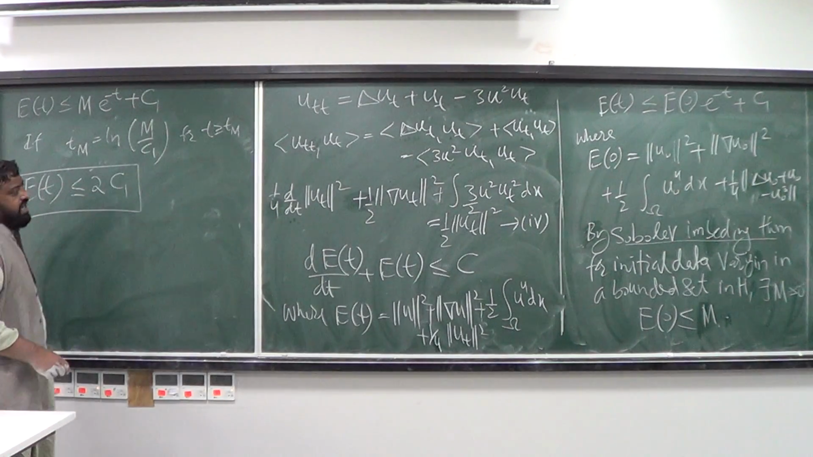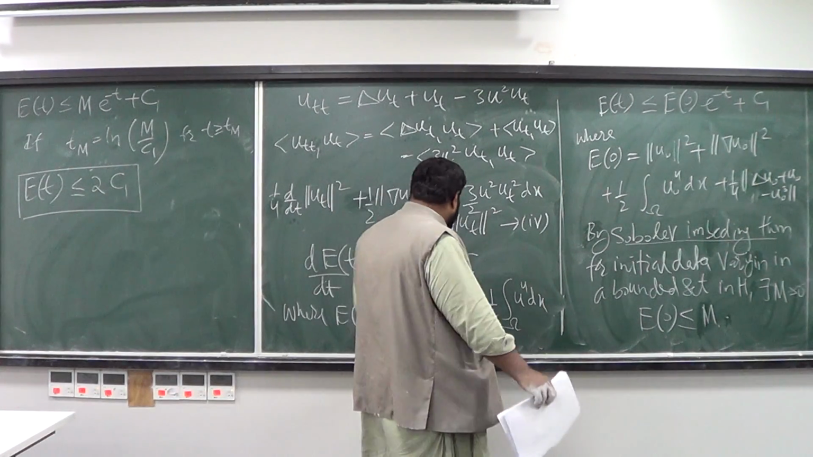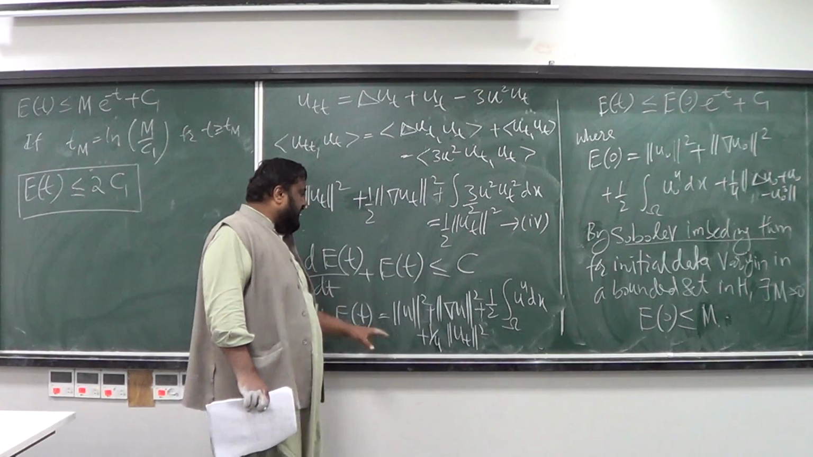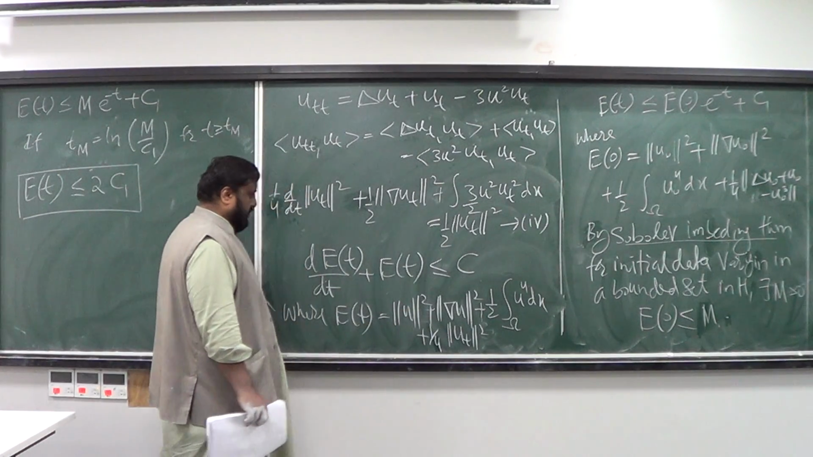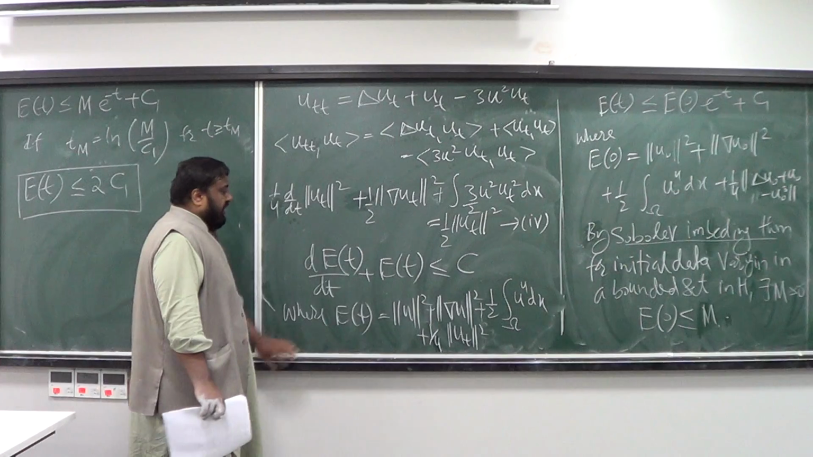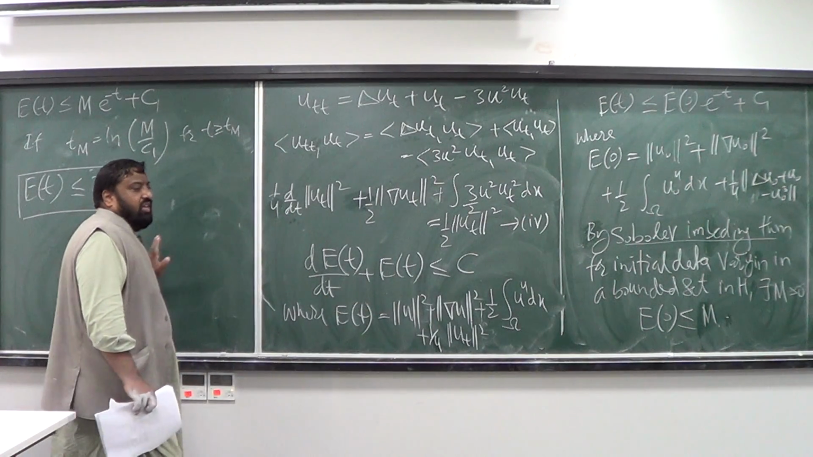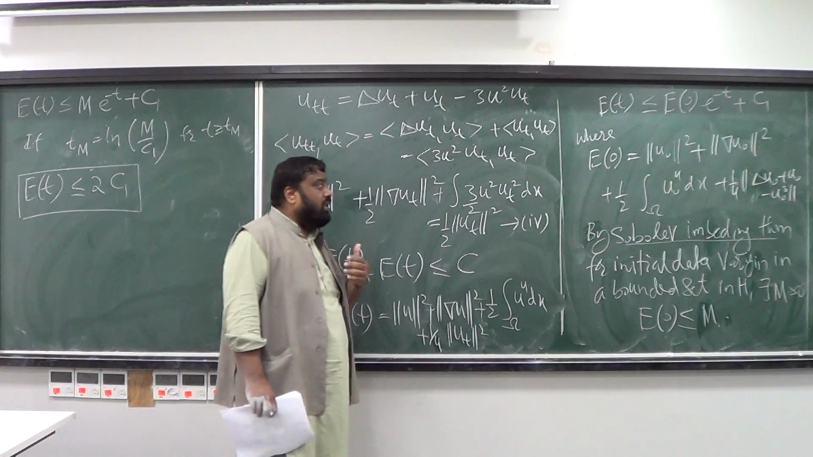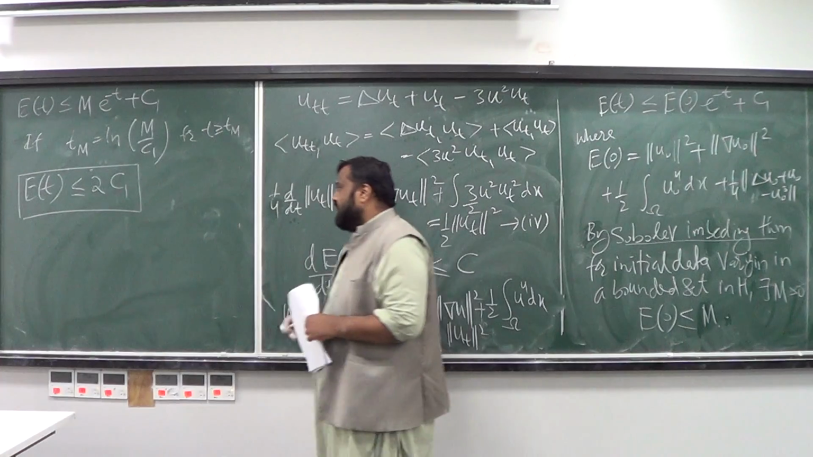Now, from this we would like to have... and by the way, you have to keep in view that E(t) is this number. So E(t) is this quantity. If E(t) is this quantity, then I would like to have an estimate on the H2 norm of u.